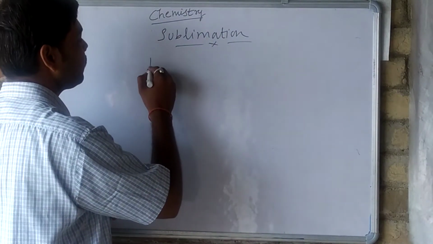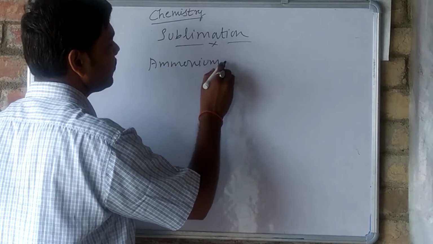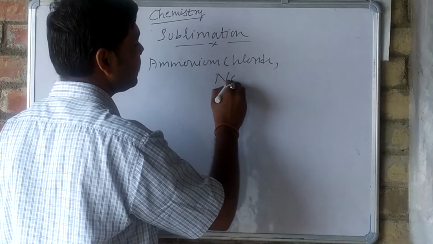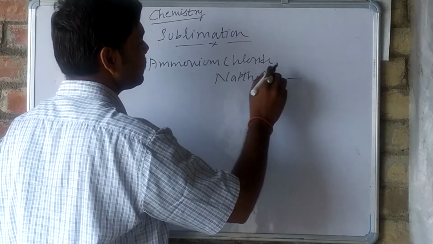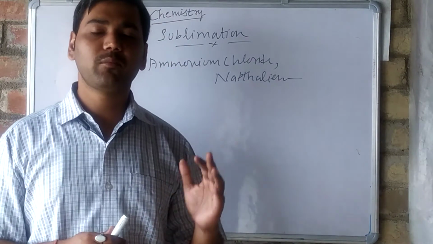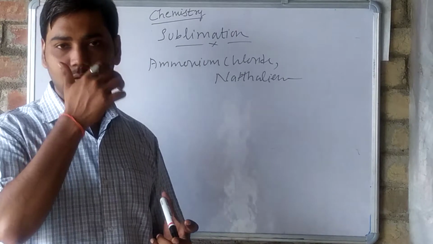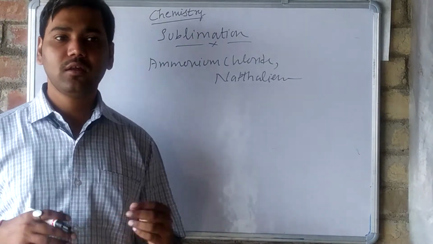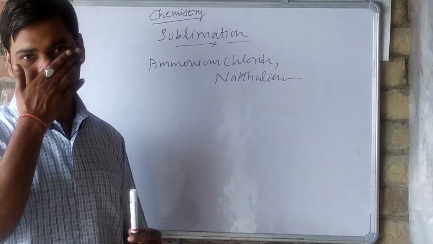Understand? Like ammonium chloride, naphthalene. By gaining heat, what happens? They will directly convert to a vapor. Then the process is known as sublimation. By this process we will separate impurities from the mixture.